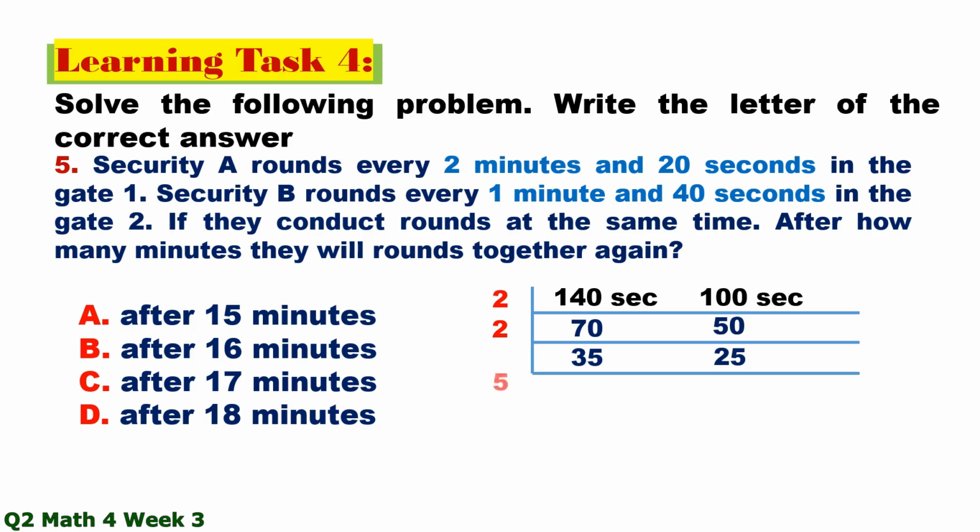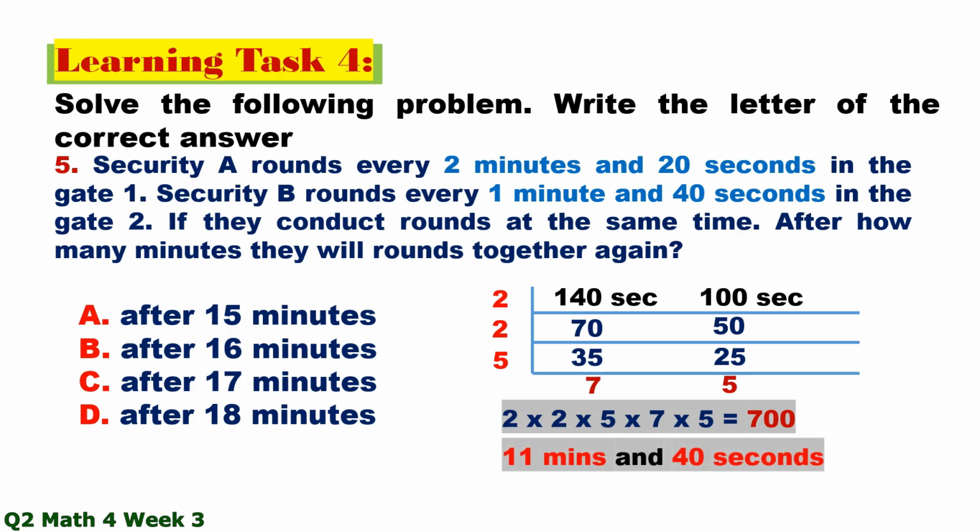35 and 25 are divisible by 5. 35 divided by 5, 7. 25 divided by 5, 5. 2 times 2 times 5 times 7 times 5 equals 700. Or 11 minutes and 40 seconds.